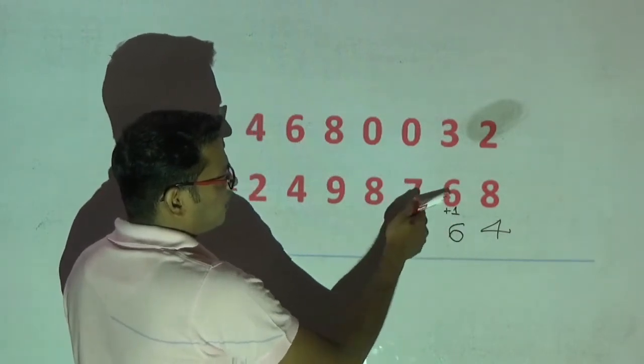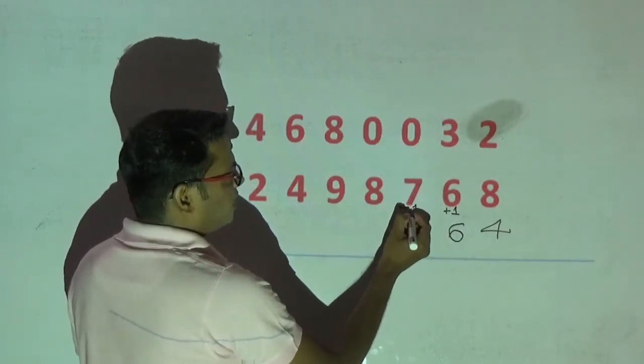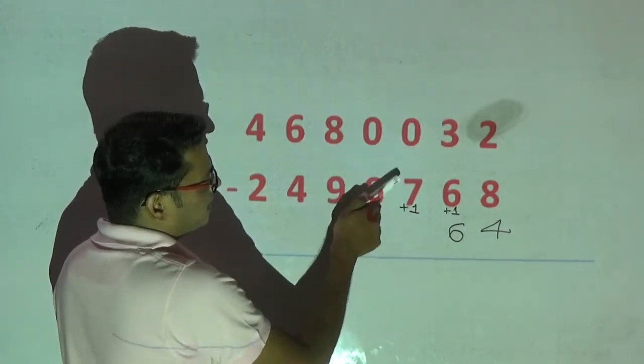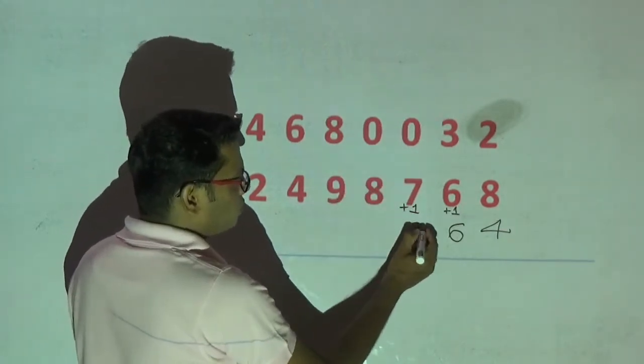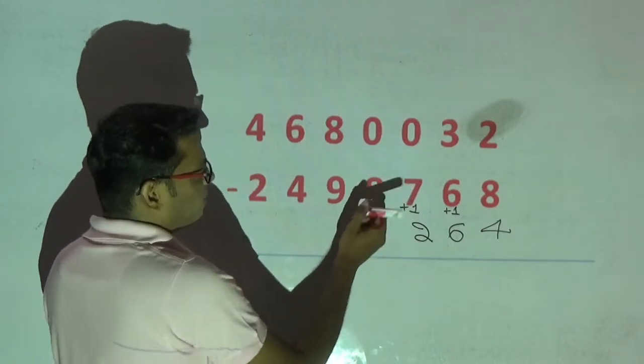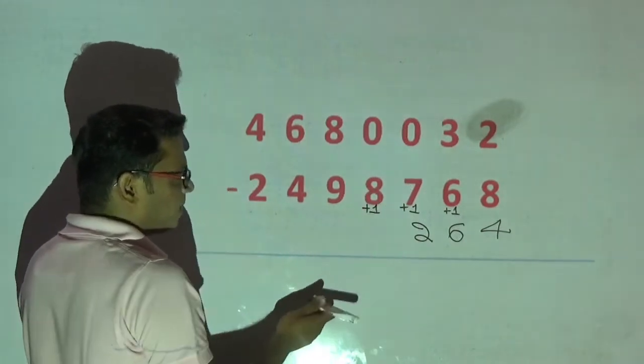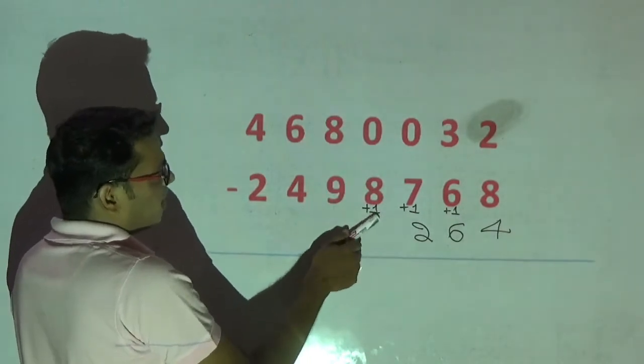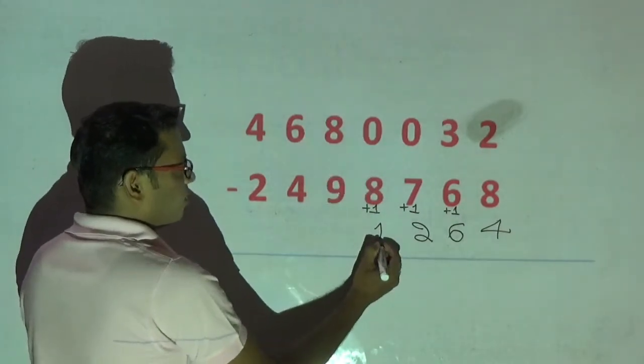From which number did I subtract the previous number? From 10, right? Therefore, I will increase by 1. This becomes 8. Okay, 0 minus 8, not possible. 10 minus 8, 2. 2 plus 0, 2. From which number did I subtract? From 10. Therefore, I will increase this number by 1. This is 9. 0 minus 9, not possible. Therefore, 10 minus 9 is what? 1. 1 plus 0, 1.